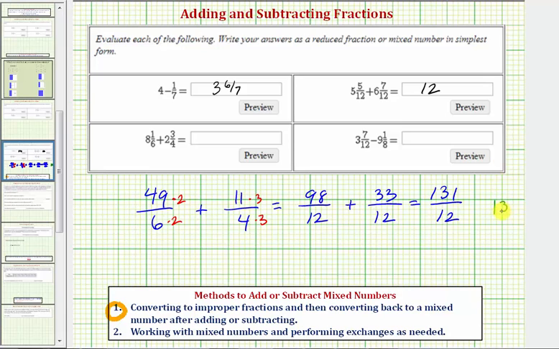So 131 divided by 12. There's 1, 12, and 13. Subtract, bring down the next digit. There are 0 12s in 11. So we have 0 times 12 is 0. We subtract. We have a remainder of 11, which means 131 twelfths is equal to 10 and 11 twelfths. Again, the remainder over the divisor.